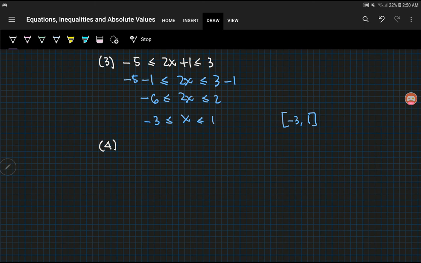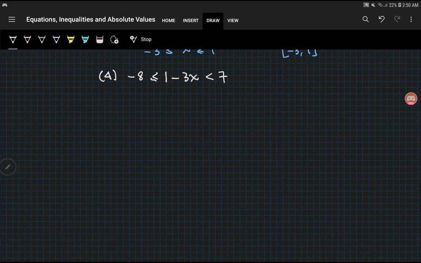Last example, we have negative 8 less than or equal to 1 minus 3x less than 7. Okay, so now we have 1 minus 3x, so now the x has the negative sign. Before we can change the sign, first thing first, we move positive 1 to both sides, left and right. So it becomes negative 1, so we will have negative 9 less than or equal to negative 3x less than 6.